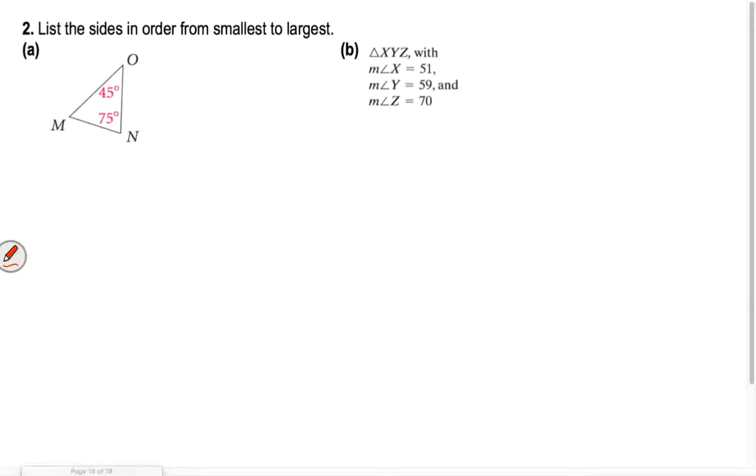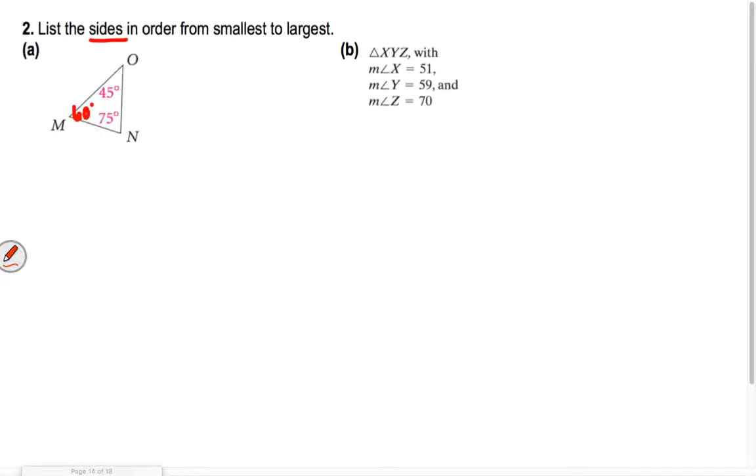So cross out C on your example, because I think I messed C up. So we're just going to do A and B. So if I have 45 and I have 75, I can find that third angle, right? So 45 plus 75 makes 120. So what's the missing angle? What's M? 60, right? So fill in 60. So we have our angles. The smallest is O, medium is M, largest is N.